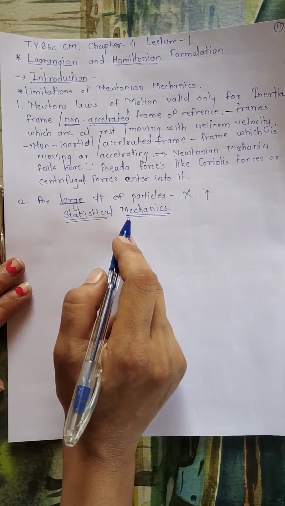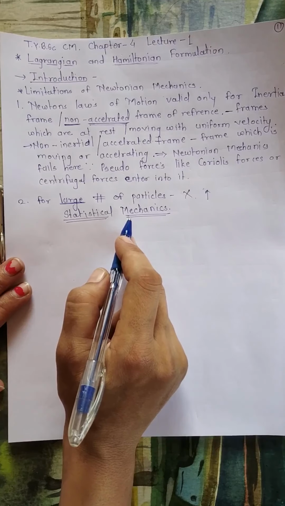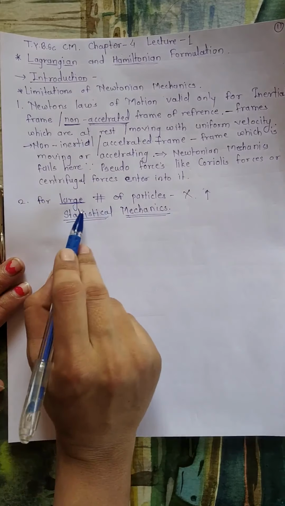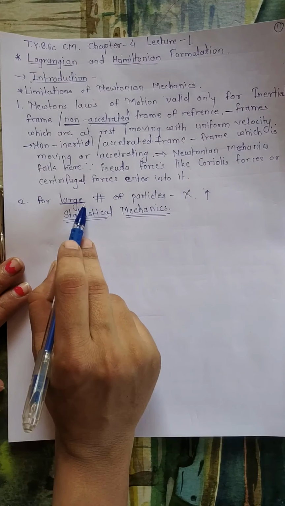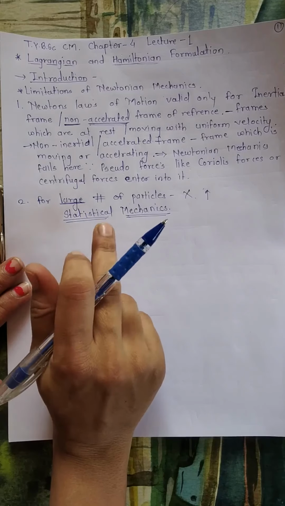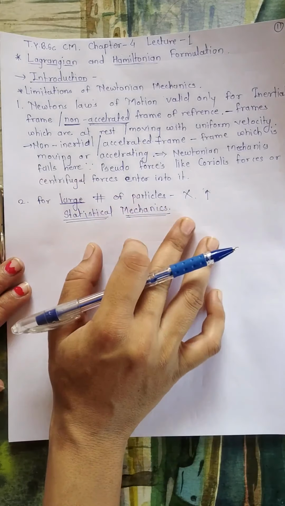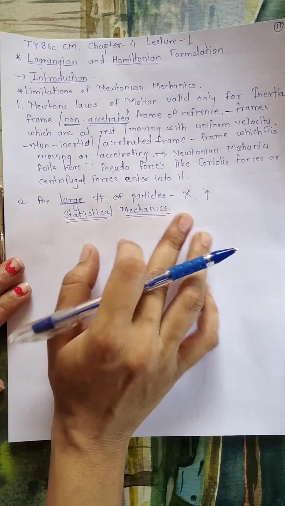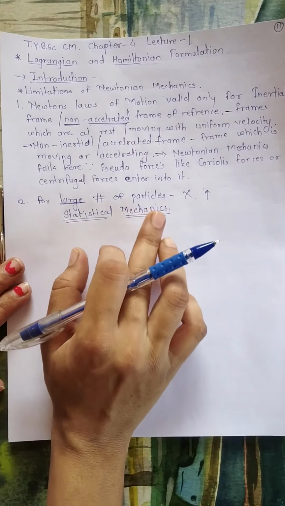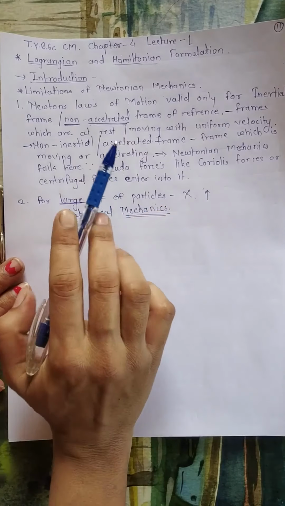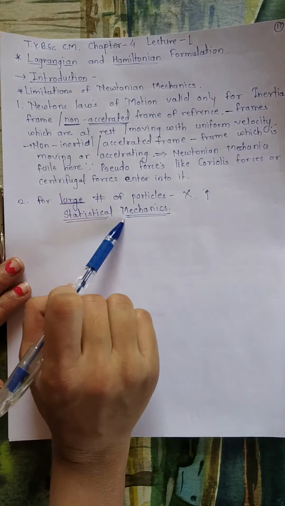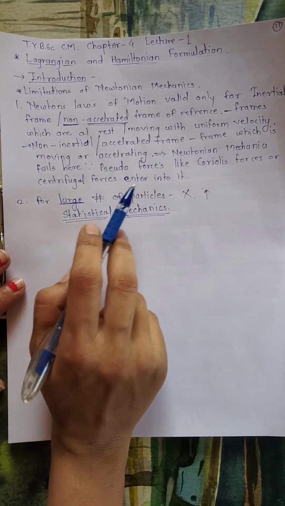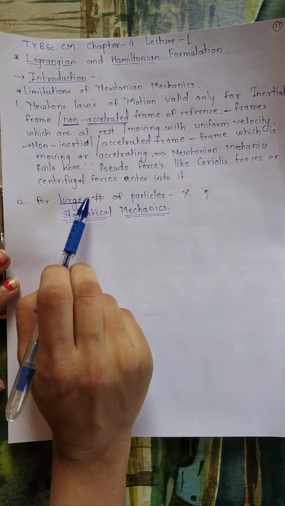So in the previous chapter itself we discussed why there is the concept of differential cross section. When the number of particles increases, the system gets complicated and it becomes very difficult to predict the individual behavior of each particle. So there classical mechanics fails, that is Newtonian mechanics, and we move towards statistical mechanics. So this is the second limitation of Newtonian mechanics.